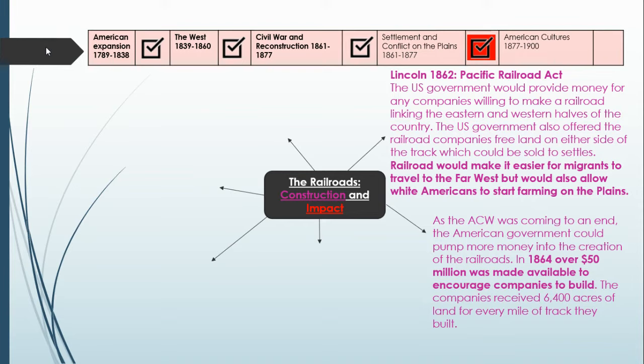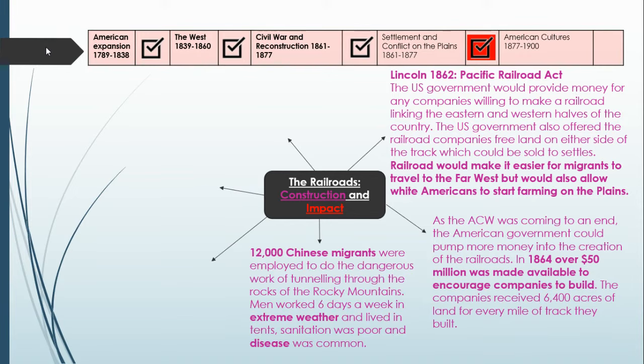So because Lincoln now doesn't have to spend all the money that he's been spending on the Union Army, he now has a bit more money to put into the railroad creation. So in 1864, over $50 million was made available to encourage companies to build. The companies received 6,400 acres of land for every mile of track they built. So again, this is a massive incentive for companies to start building, and remember, they can sell this land on.